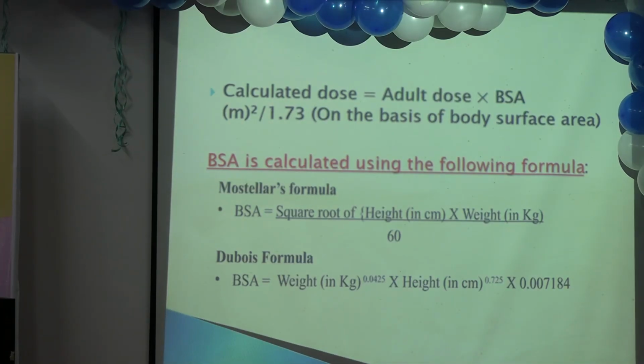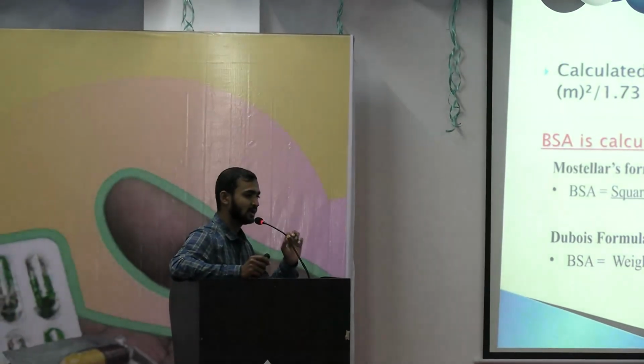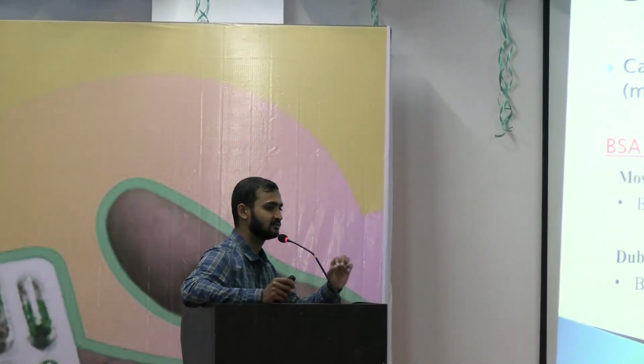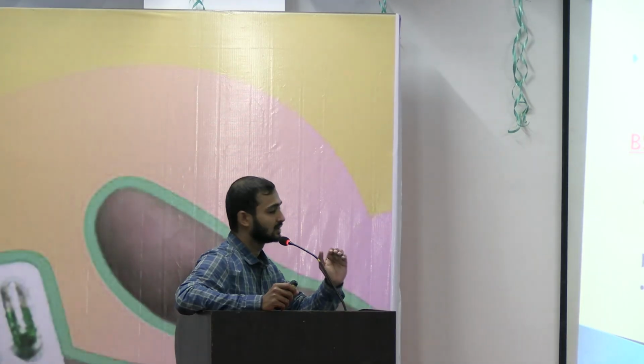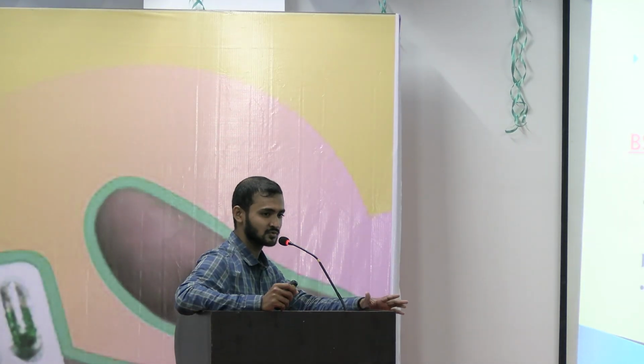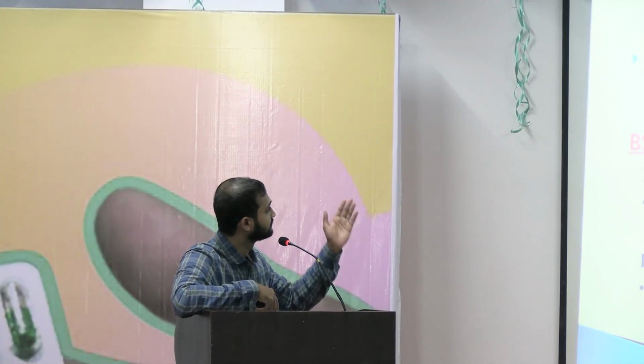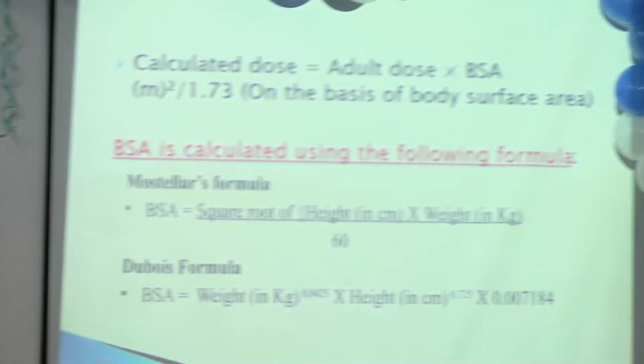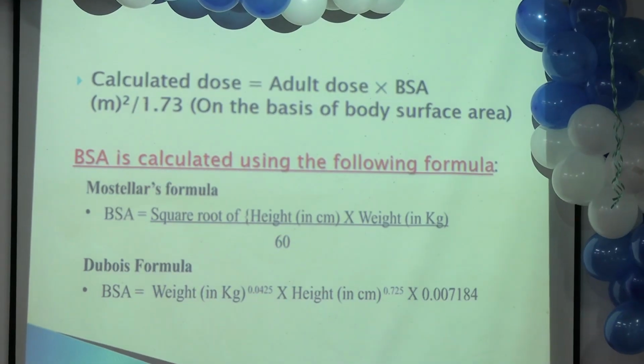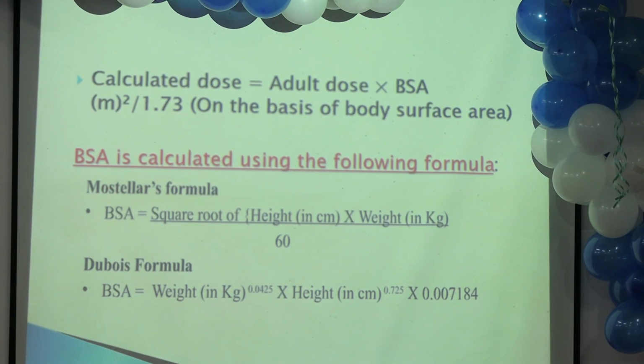So this is on the basis of body surface area. We can calculate the dose either through weight or through body surface area. Body surface area is more appropriate, but it is difficult to calculate. So most of the time we go to the weight method because it is much easier. On the basis of body surface area, the dose equals the adult dose multiplied by body surface area, expressed in meter square, divided by 1.73.